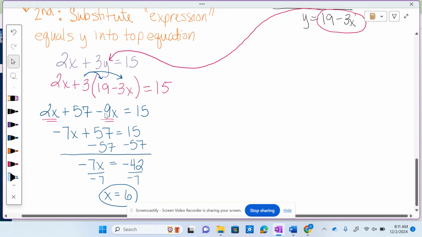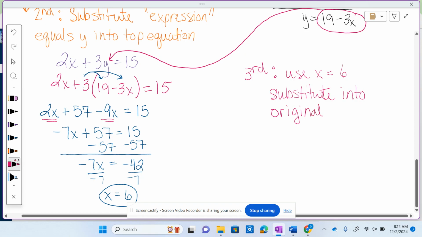x equals a positive 6. Are we done? What do I have to do next? Third, use x equals 6 and substitute into one of the original equations. Does it matter which one we substitute it into? It does not. It's just got to be one of the original ones, not the ones that you've manipulated.